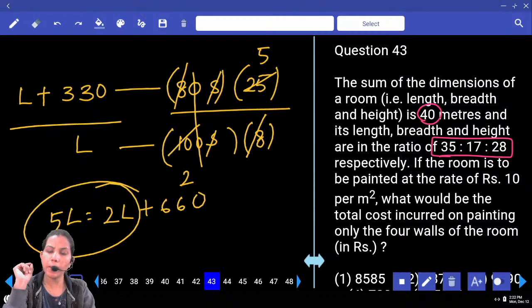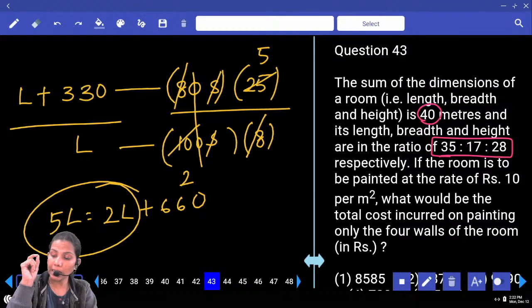If the room is to be painted at the rate of 10 rupees per meter square, then what would be the total cost incurred on painting only the 4 walls of the room?